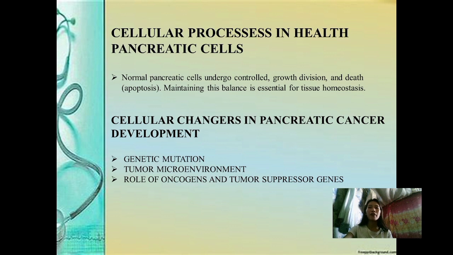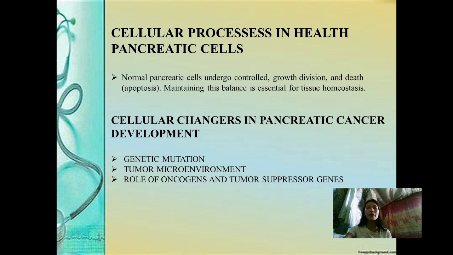SMAD4 mutations affect the TGF-beta signaling pathway, which plays a role in regulating cell growth and differentiation. When SMAD4 is mutated, this pathway regulation falters, contributing to uncontrolled cell division and the potential formation of tumors. These mutations collectively contribute to the dysregulation of cellular processes, paving the way for the development of various cancers, including pancreatic cancer.